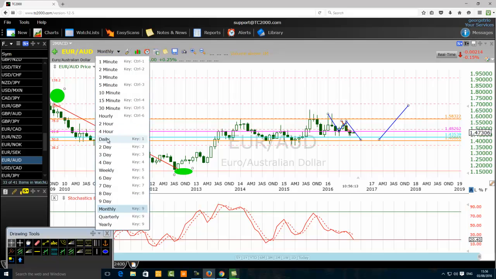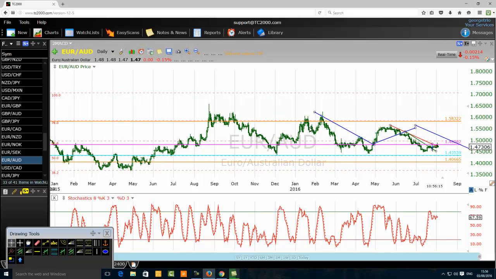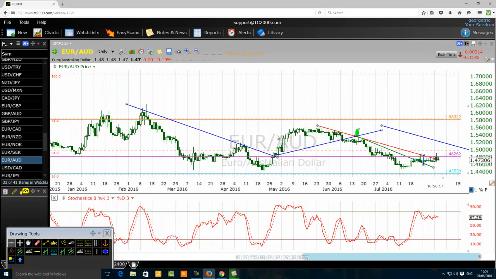And I'm going to the daily chart. So what's happening there? Okay. Here we are on the daily chart. Price is below the median line of the orange channel, and you're testing it here.